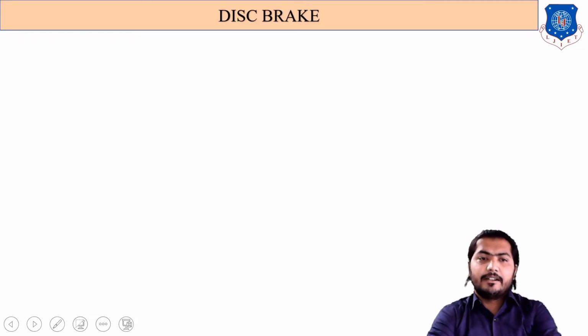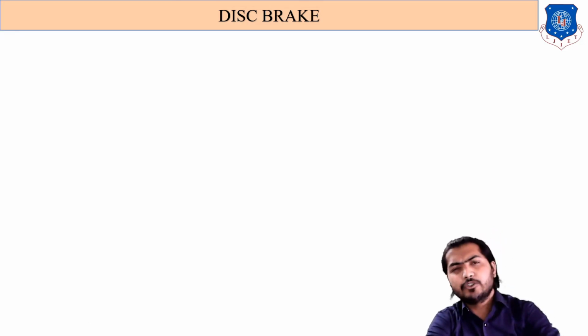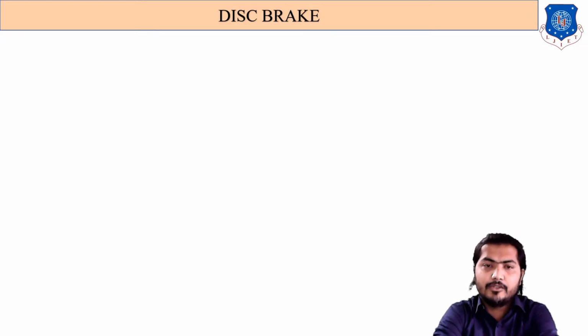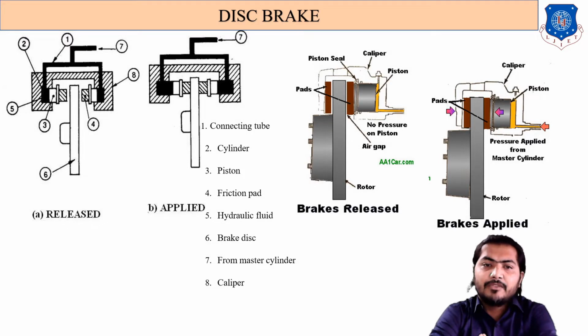Next is the disc brake. This is the advanced type, and nowadays disc brakes are used, but not on all two-wheelers. Some sports vehicles, heavy vehicles, and heavy two-wheelers above 150cc use disc brakes. This is the diagram of the disc brake.